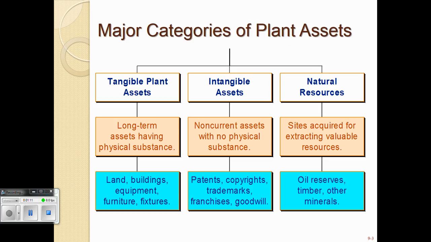There are three major categories, and in this video, I'm pretty much going to limit myself to talking about tangible plant assets. Okay, things like land, buildings, equipment, cars, what have you. In the second part of the video, we will talk about intangible assets. Intangible assets have no physical substance, so you can't see, touch, or feel them. Things like patents, copyrights, trademarks, goodwill, if you bought a franchise. Those will all be talked about in the second part of the video, and natural resources will also be talked about in the second part.